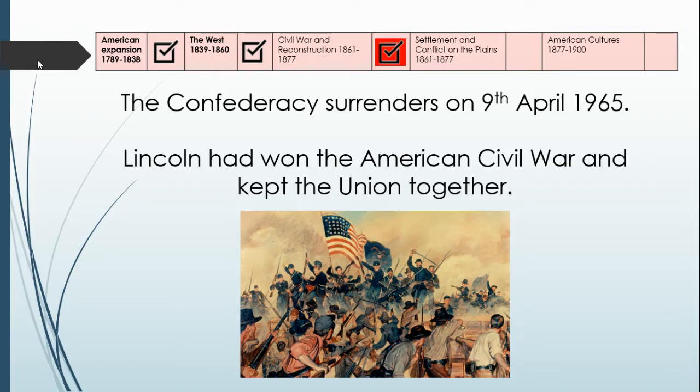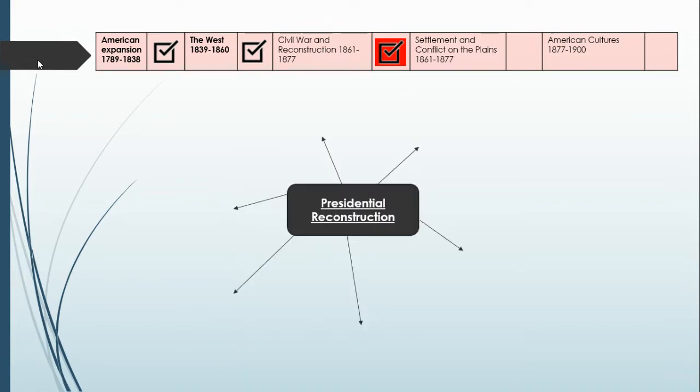Now, those of you who have watched the previous video, who've done some revision, will remember that in 1863, Lincoln had made a promise which was called the Emancipation Proclamation. This stated that if the Union won the American Civil War, then slaves would be freed and the institution of slavery would be ended in the United States of America. So the South know that this is what is going to happen.